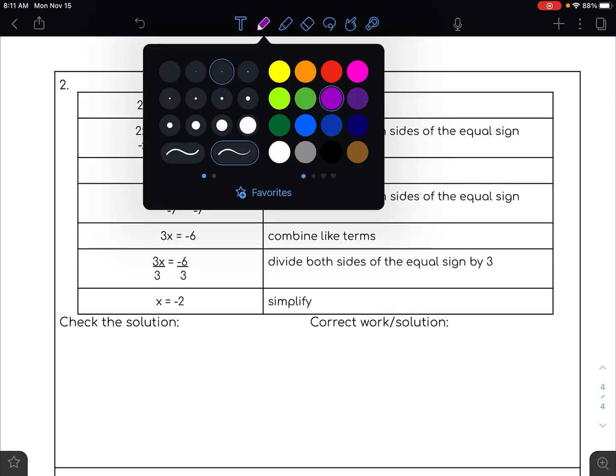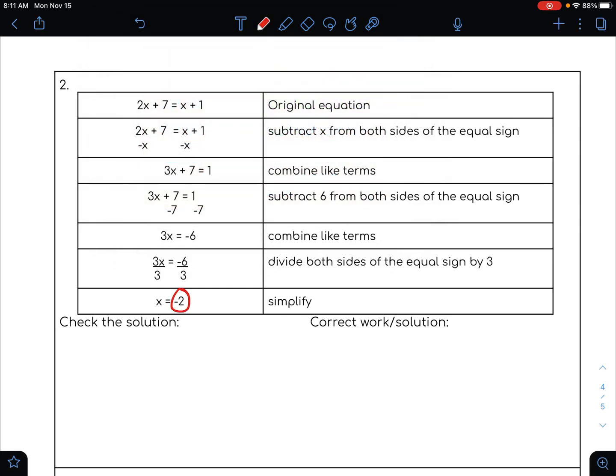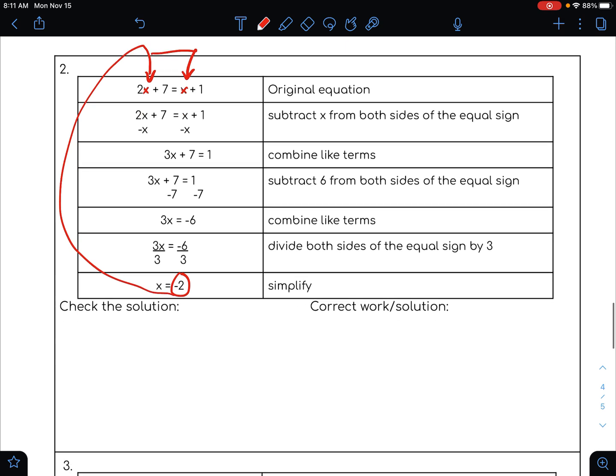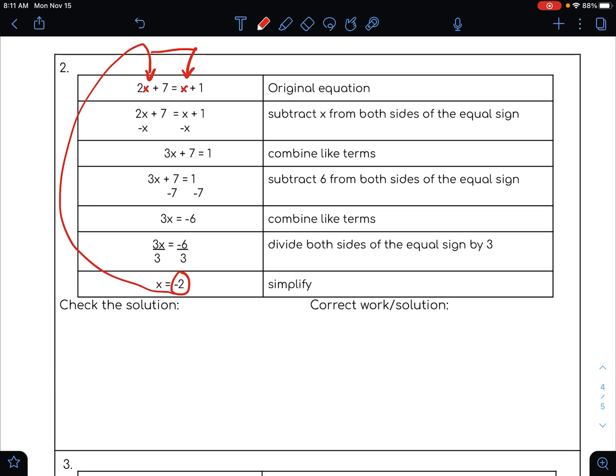All right, let's look at the next one here. Let's do the same thing. Let's check to see if this creates an equivalent equation. Now there are two places that you are going to plug in x here. You're going to substitute x in. So 2 times negative 2 plus 7.